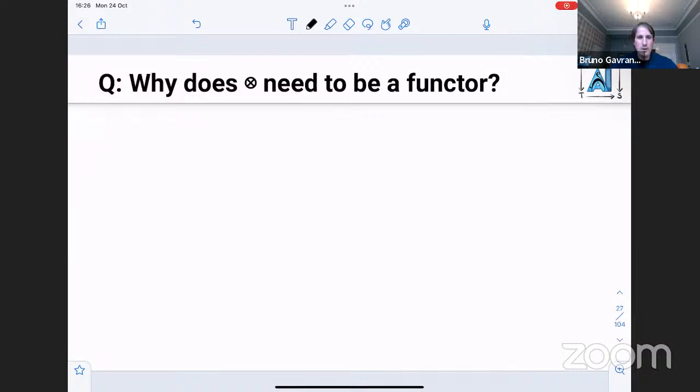So to really show you what I mean by this, and I believe one of the questions in the chat was about this monoidal product: why does this need to be a functor?